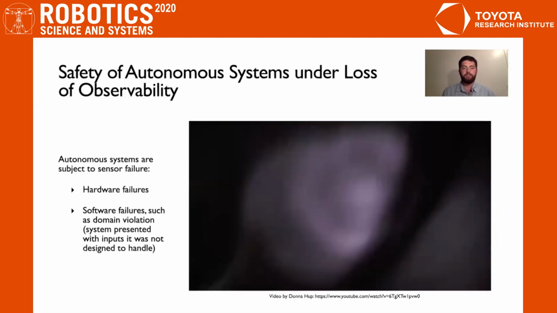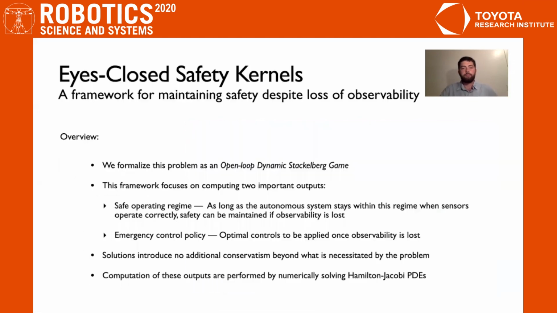Autonomous systems are subject to sensor failure. This can be for a variety of reasons. In any case, we wish that our systems are able to handle these potential losses of observability due to sensor failures or other. In this paper, we present a means for handling these losses of observability in a safe way.